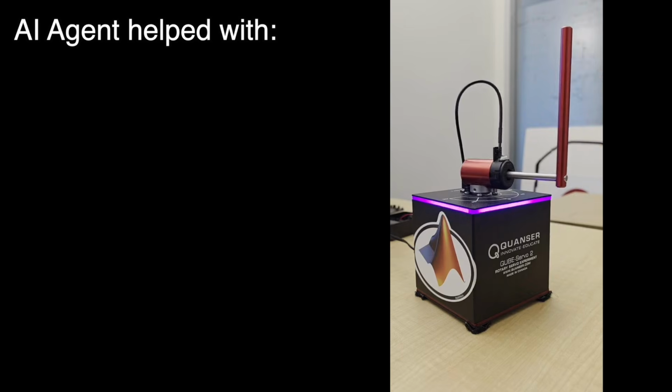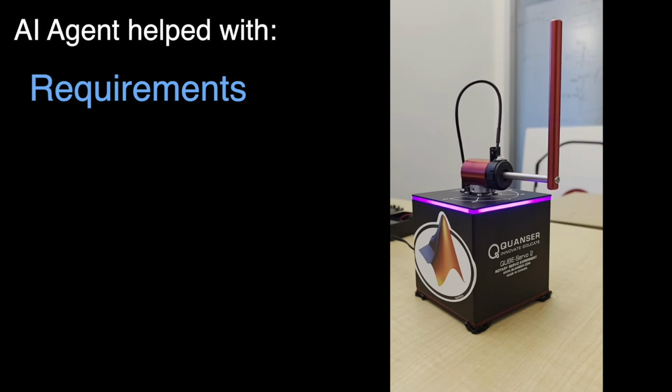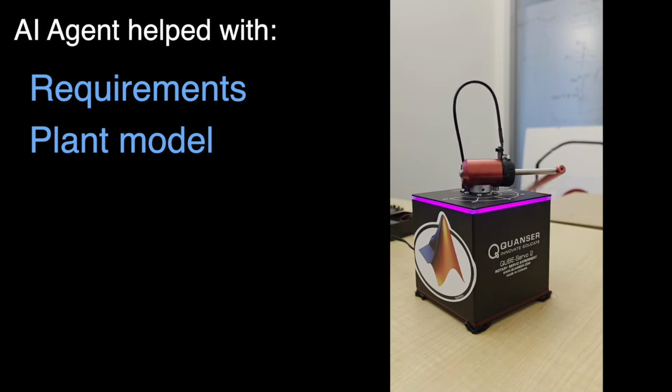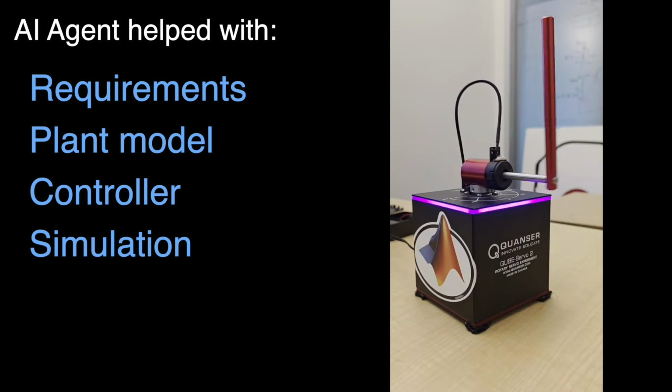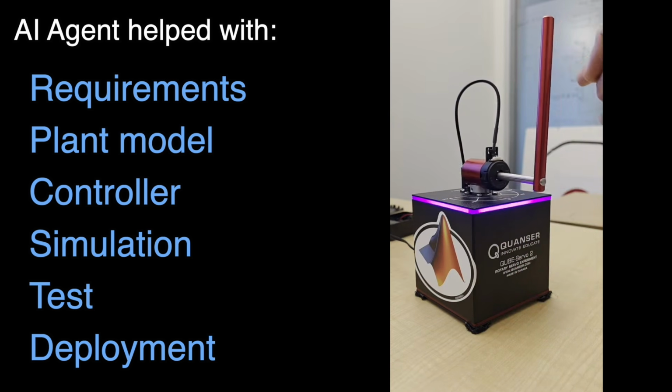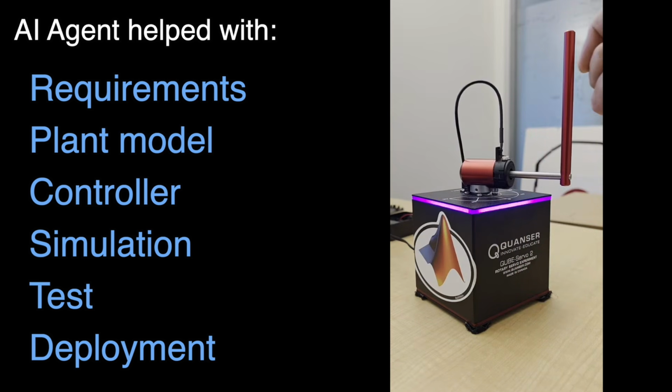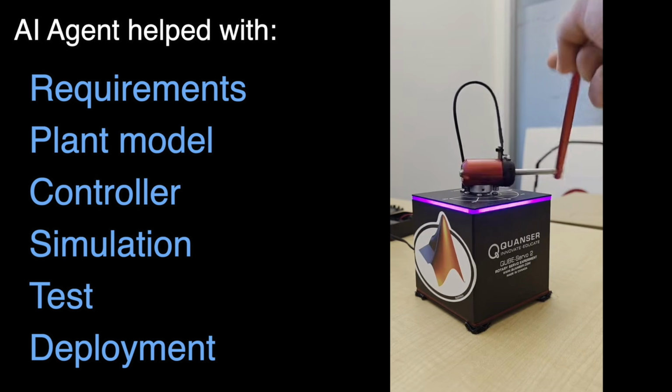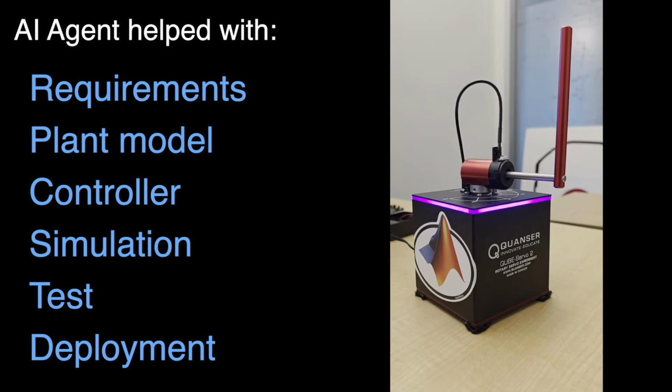An AI coding agent helped generate requirements, helped update a model of the system that we had, helped design the controller, run simulations, test the generated code, and helped deploy it to the hardware you're looking at now. But it didn't happen in a single pass, a so-called one-shot approach where you describe a goal and let the agent figure out everything on its own.